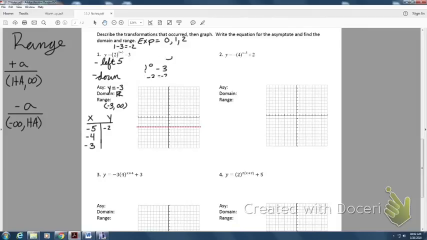Now, whenever I plug -4 in there, -4 plus 5 is going to be 1. 2 to the first power is what? 2. 2 minus 3 is -1. Then I would plug in -3, but that's going to give me an exponent of 2. 2 squared is 4, minus 3 is 1. And now I can more accurately graph where this is going to start going up.